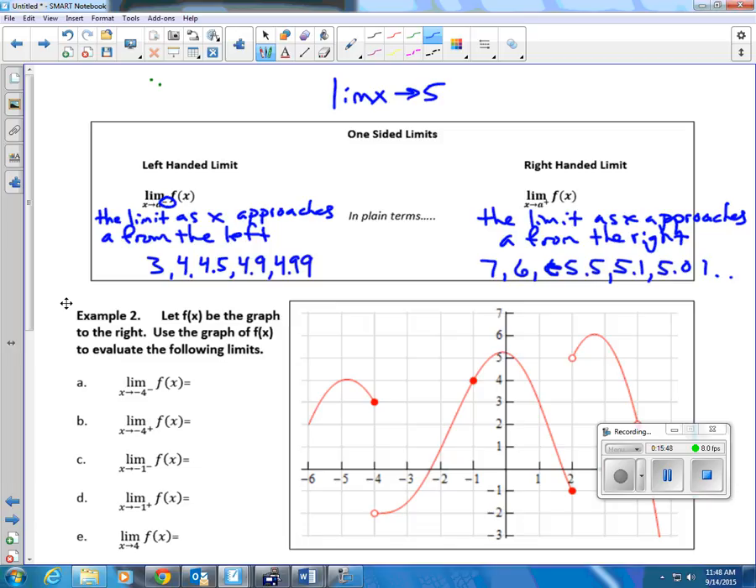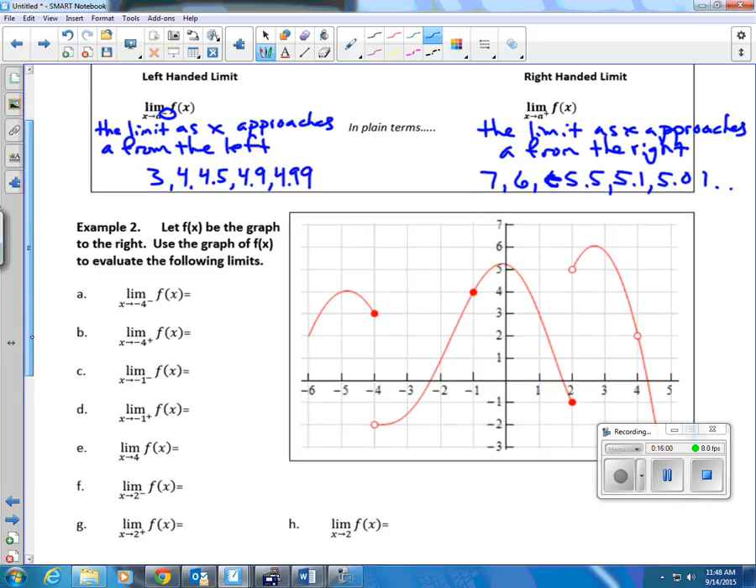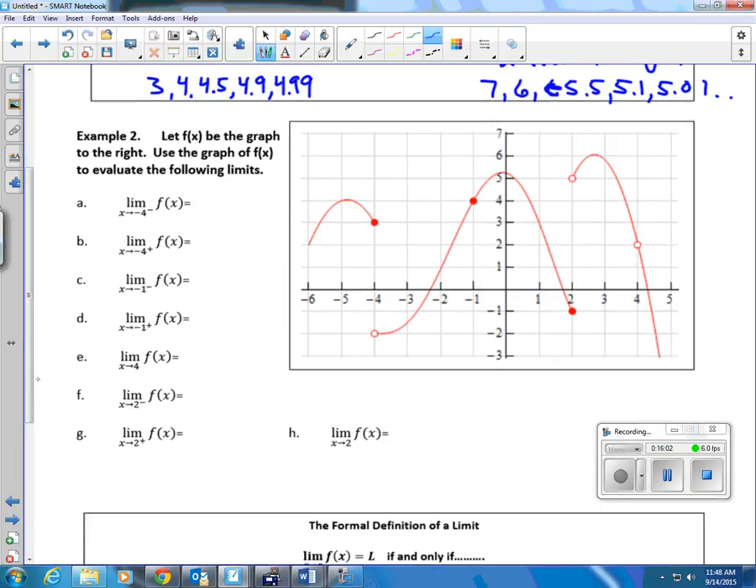Everything we've talked about with limits up until now has been a two-sided limit. We need you to divorce your minds from that and now think about one-sided limits so we can then give a definition for two-sided limits. So let's look at this graph here. Let f of x be the graph to the right. Use the graph of f of x to evaluate the following limits.